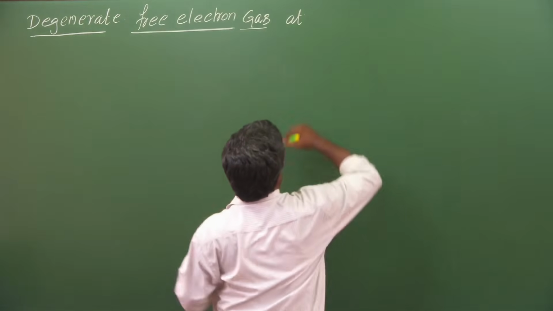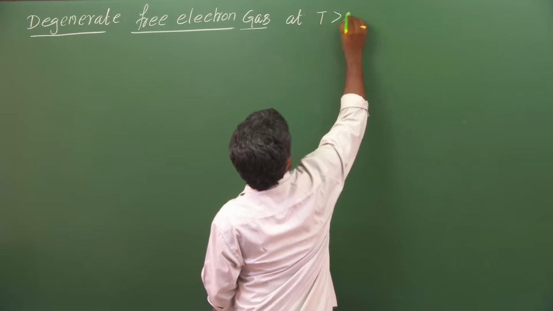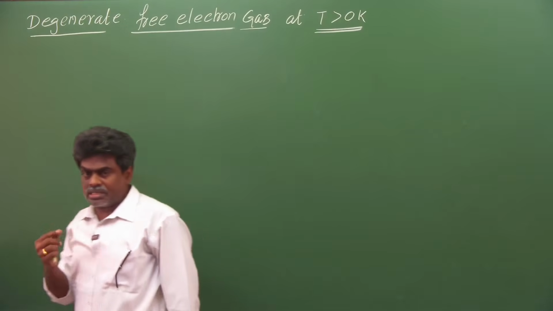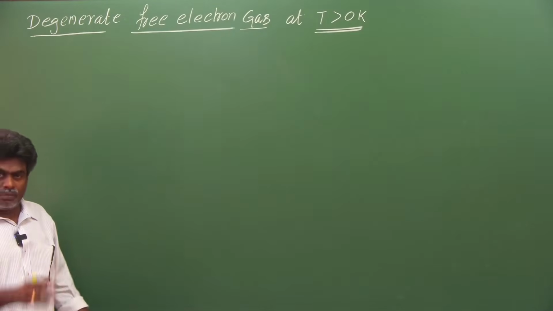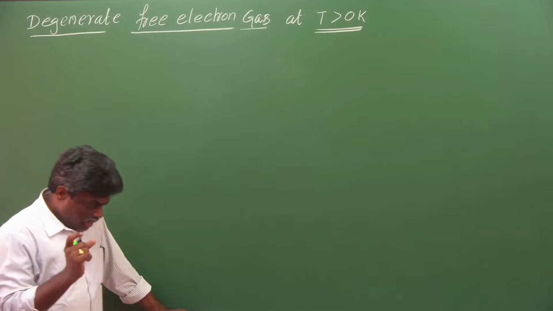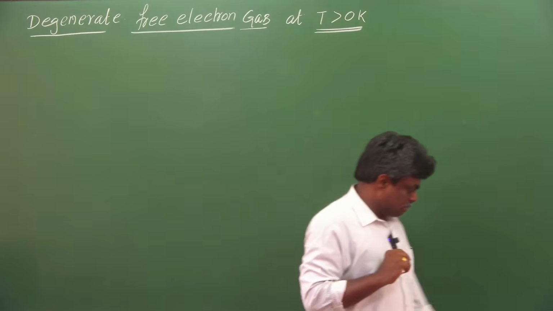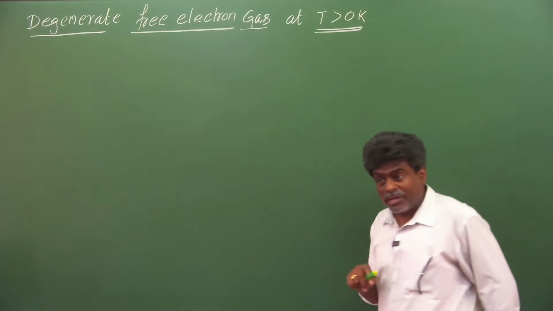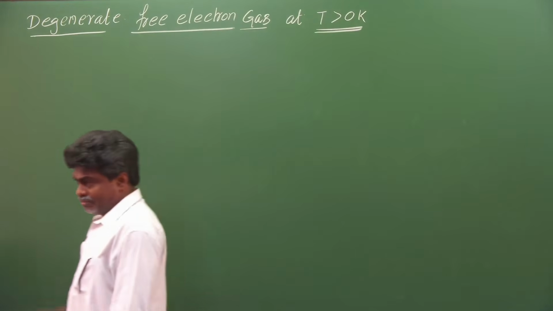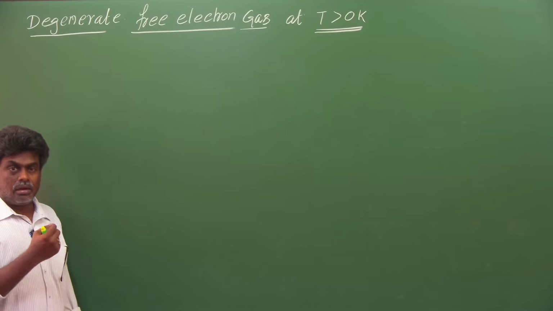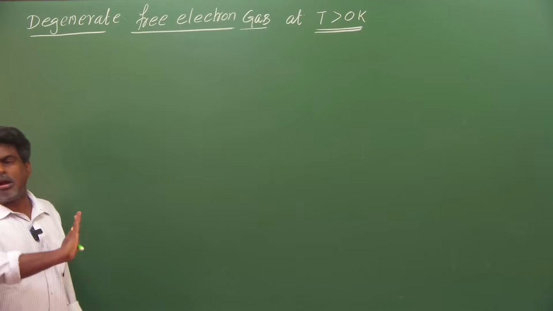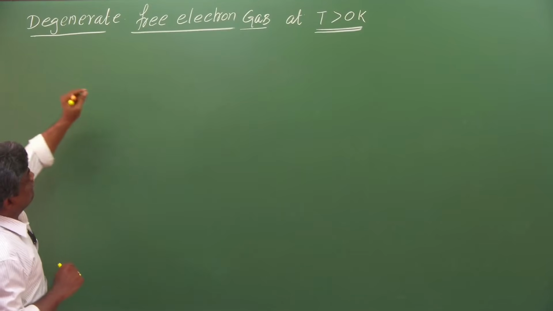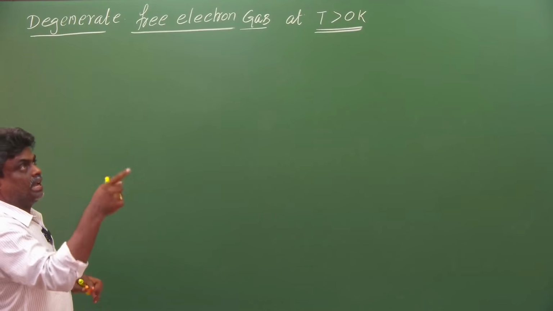Degenerate free electron gas at a temperature T greater than 0 Kelvin. In the last class we discussed T equal to 0 Kelvin and got the Fermi energy. I told you one statement: at T equal to 0 Kelvin, our Fermi energy is independent of temperature. But here we are considering not weakly degenerate, not strongly degenerate, but moderately degenerate. So the degenerate Fermi electron gas at T greater than 0 Kelvin.